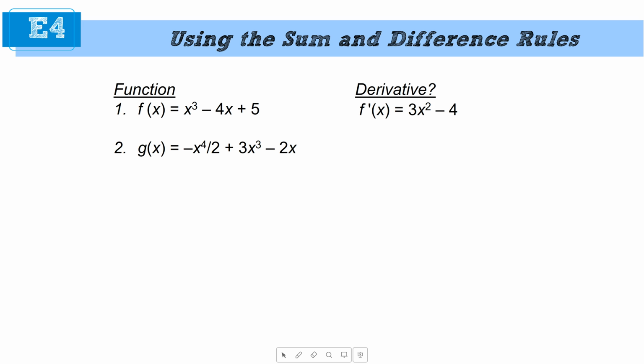Luke, what do you got for me, buddy? What's a good one? That's over 2. Okay. Yeah, negative x to the 4th over 2. Negative 4x to the 3rd over 2 plus 6x squared minus 2.